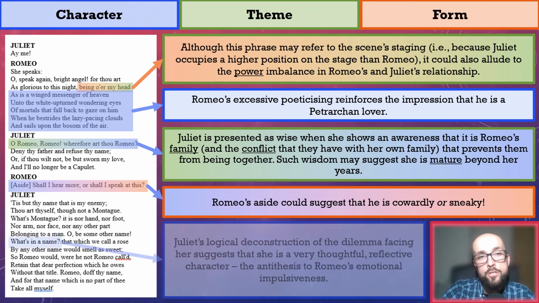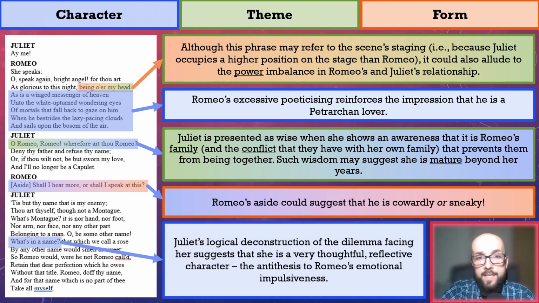And last, Juliet's logical deconstruction of the dilemma facing her, which is apparent in how she suggests that names are, in fact, meaningless, and so they should not prevent the two lovers from being together, suggests that she is a very thoughtful and reflective character, which makes her the antithesis to Romeo's emotional impulsiveness.